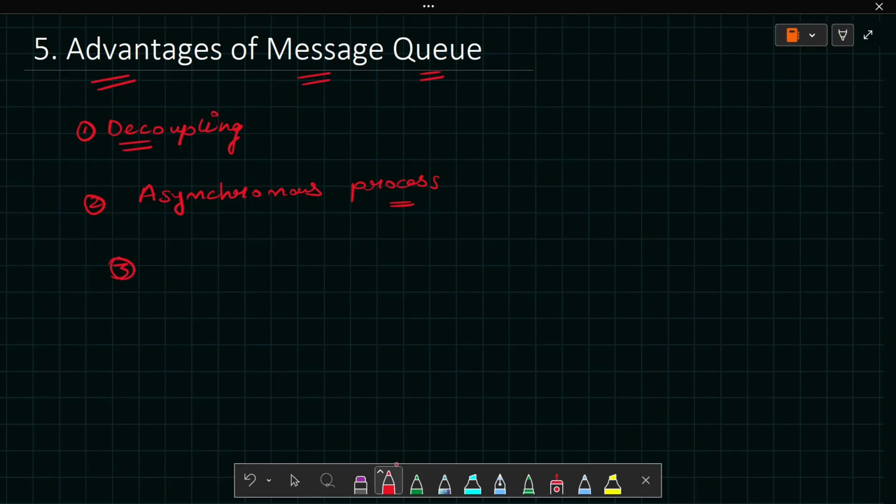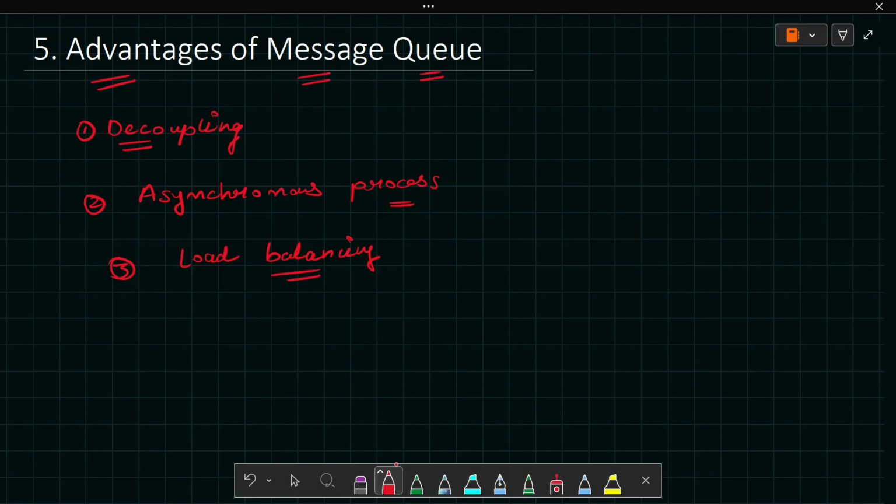The third is load balancing. Load balancing is one of the advantages of a message queue. Let's see how. Multiple consumers can pull messages from the queue, like we have seen with broadcasting. This allows work to be distributed and balanced across different consumers. This is how load balancing is enhanced.